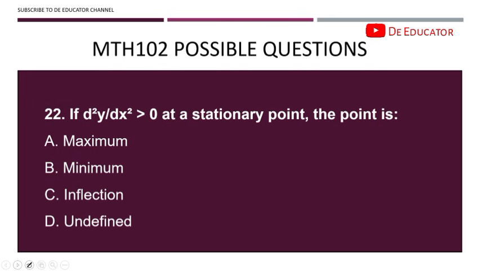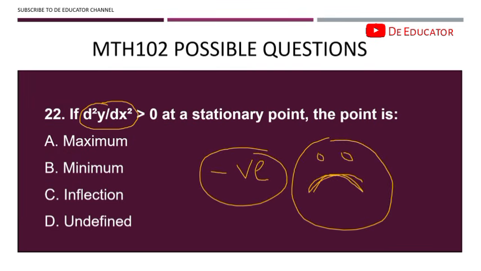So the next question we have: if the second derivative, right? Second derivative. Remember I told you when you see something like this, you know it's the second derivative. Now they said if the second derivative is greater than 0 at a stationary point, the point is now greater than 0. Is it positive or negative? The question is greater than 0. Please let's correct that. Greater than 0.